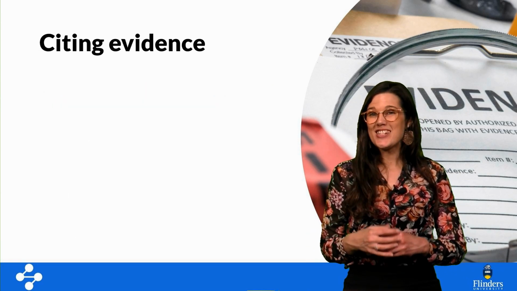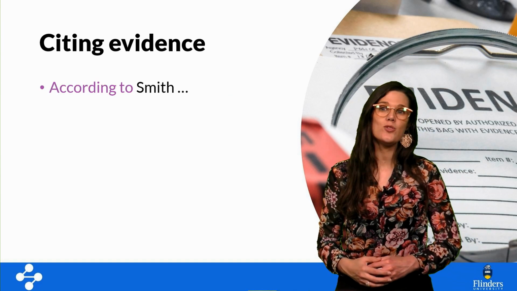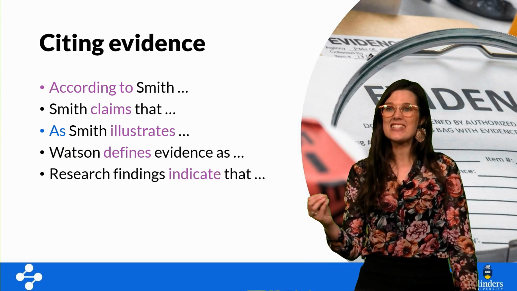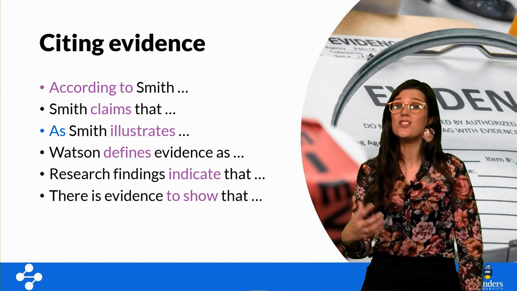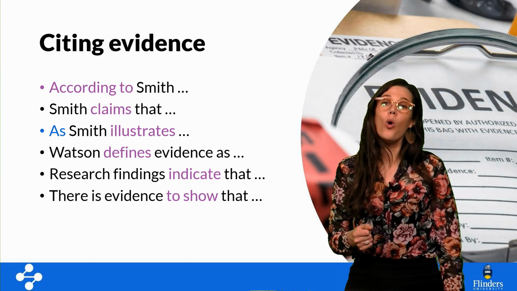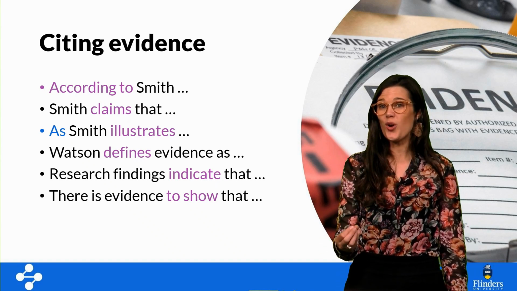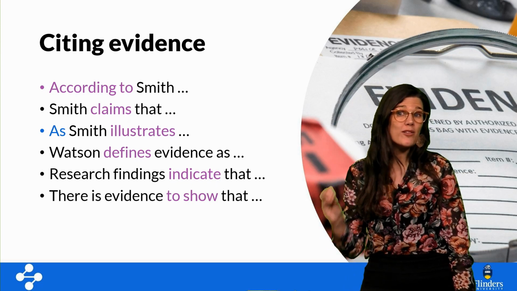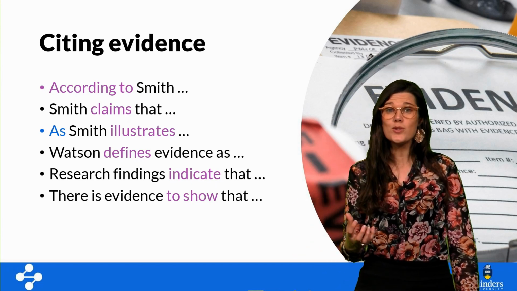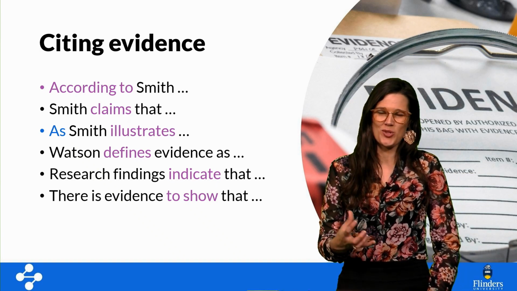So if we are just introducing our evidence, for example, we might use words like according to Smith, Smith claims that, as Smith illustrates, Watson defines evidence as, research findings indicate that, or there is evidence to show that. Now, most of these are reporting verbs, but you can see that there's a range of different reporting verbs that we can use that give a little bit of a different flavor to our writing.